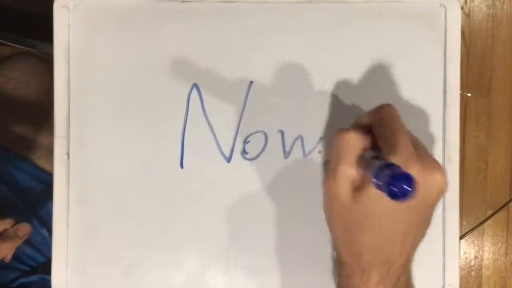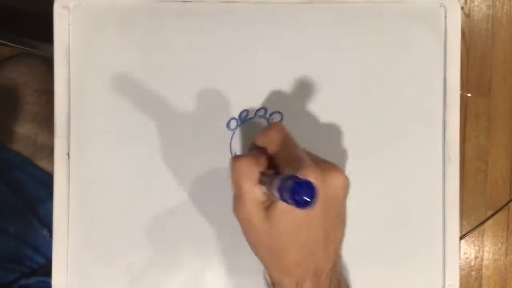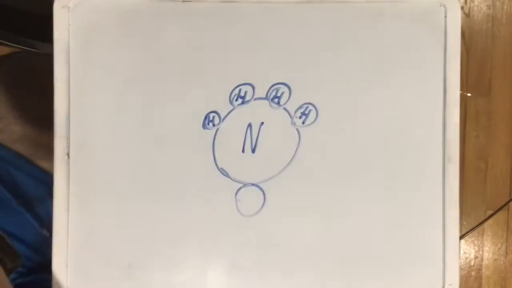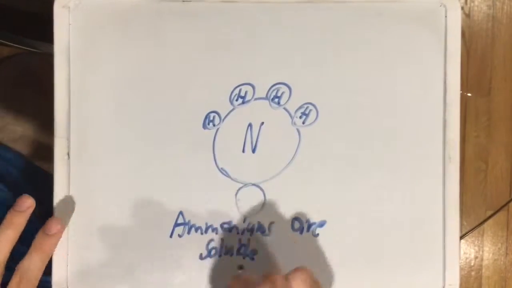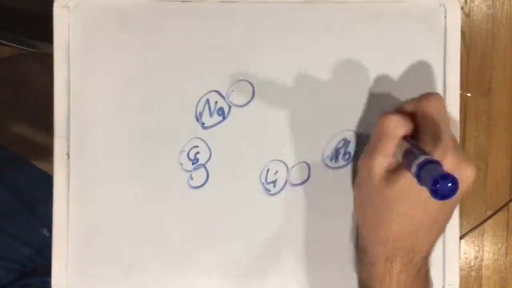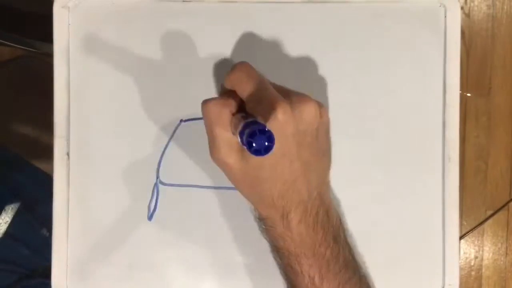Now, are you ready? Ammoniums are soluble. Nitrates are always soluble. Even with mercury and lead. Alkali salts are always soluble. And you feel it. You're learning.